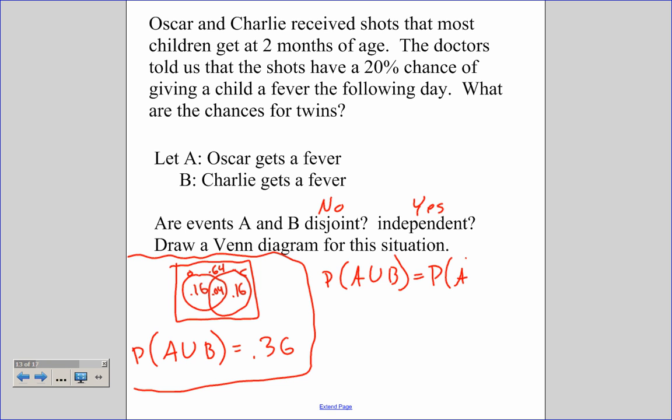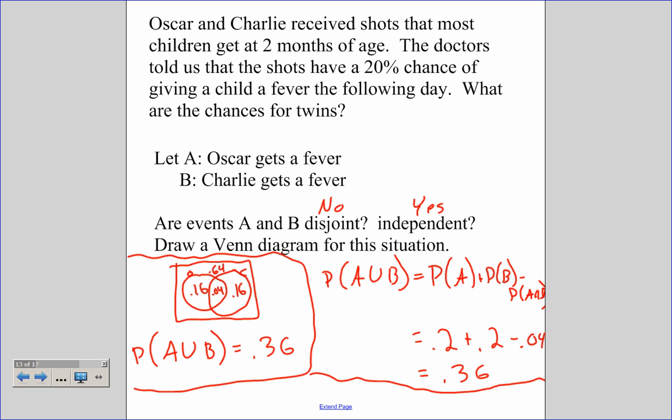The previous thing said we could say probability of A plus probability of B minus the probability of A intersection B. Now the probability of A intersection B is the two multiplied together, which is 0.04. So I'd take 0.2 plus probability of B, which is 0.2, and I'd subtract out 0.04. 0.2 plus 0.2 is 0.4, subtract 0.04, and I get 0.36. And I have two methods for solving this.